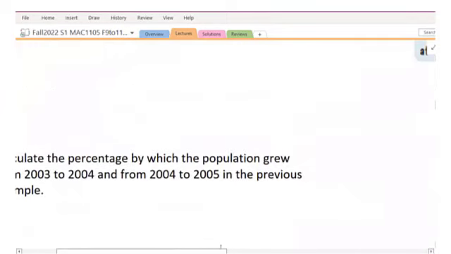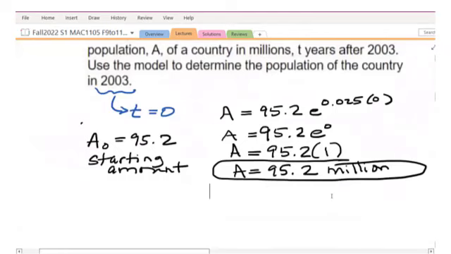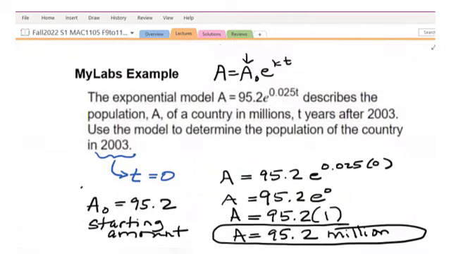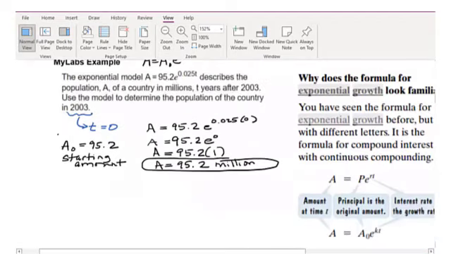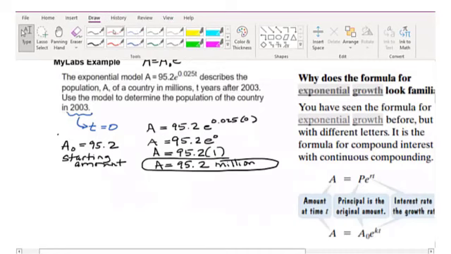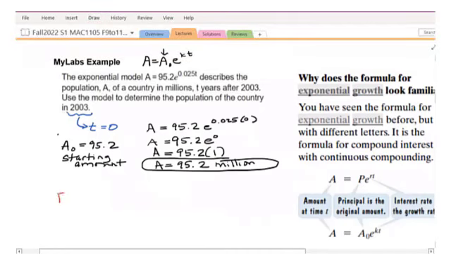All right, and I want to now change up the problem a little bit. What if I asked you to find the population in 2004?